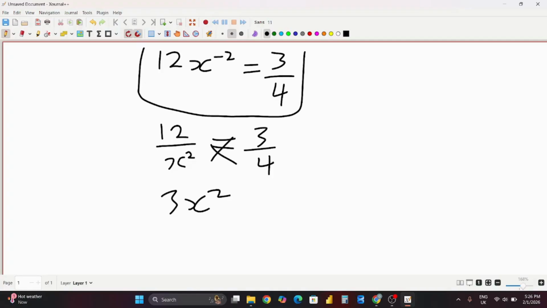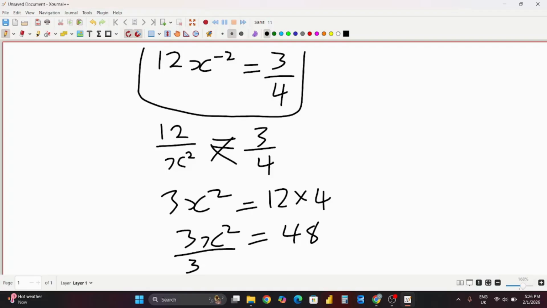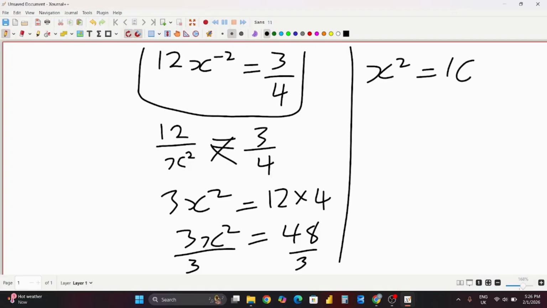That's 3x squared equals 12 times 4. So 3x squared equals 48. We divide both sides by 3, and then our x squared will be equal to 16, because when you square root both sides, x will be equal to 4.